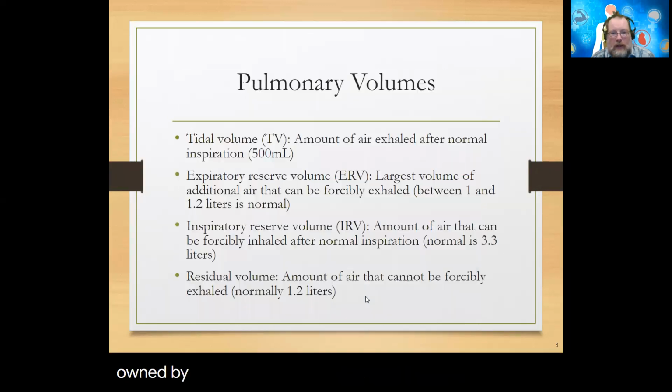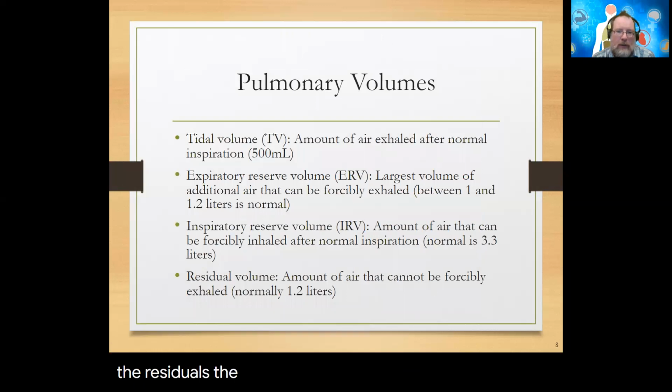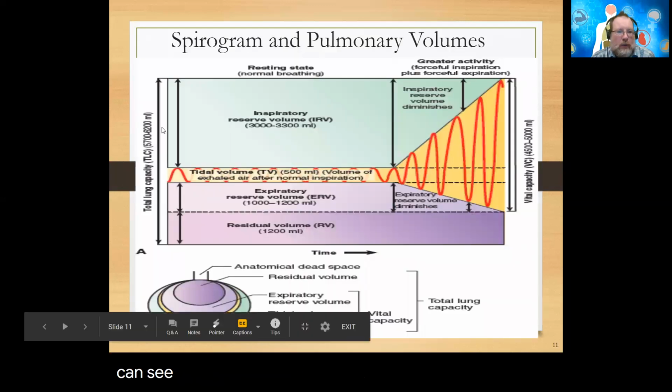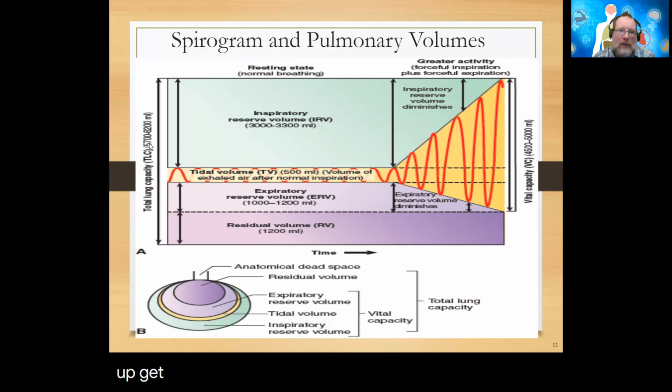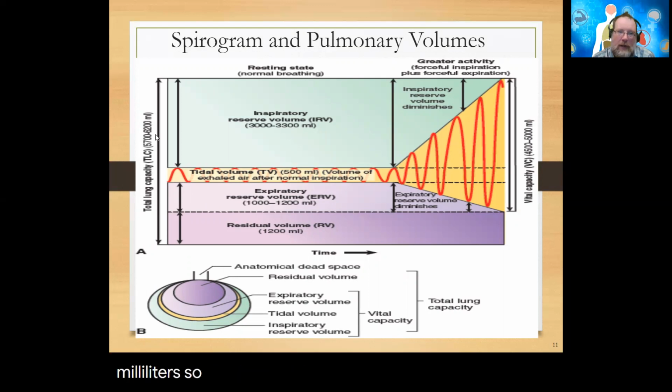Oh, and by the way, too, that residual volume is what is always in there. It's the residual, it's the leftover. It's what keeps the lungs inflated. So we can see total lung capacity, or TLC. That's adding everything up, gets us to that 5,700 to 6,200 range. And again, that's in milliliters. So that would be 5.7 to 6.2 liters.